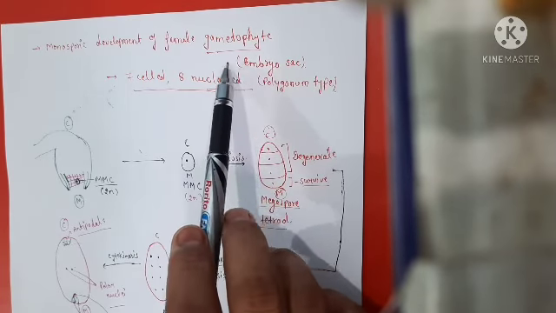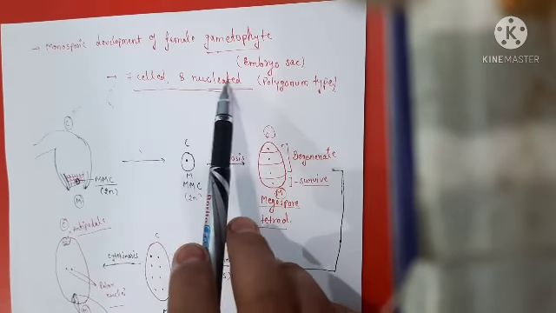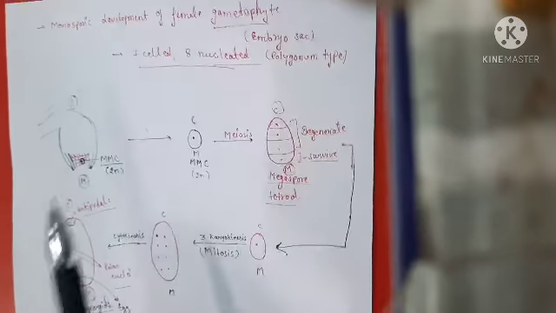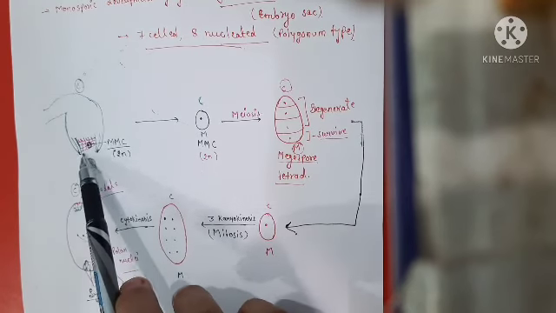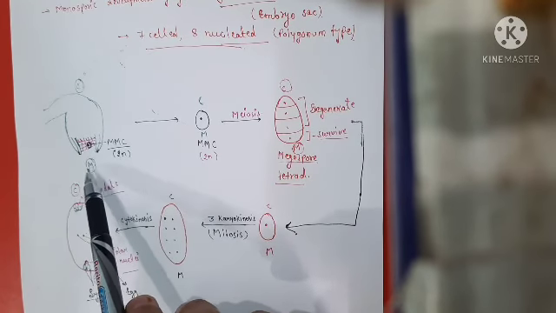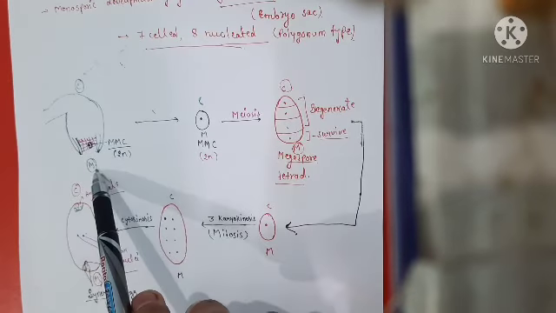Okay, friends. After that, we will discuss the most important topic, the monosporic development of the female gametophyte, also known as development of the embryo sac, or the 7-celled 8-nucleate polygonum type structure. So here we will discuss the structure of the ovule. Here it is an anatropous ovule, because the micropylar end is present at the lower side and the chalazal end at the upper side.